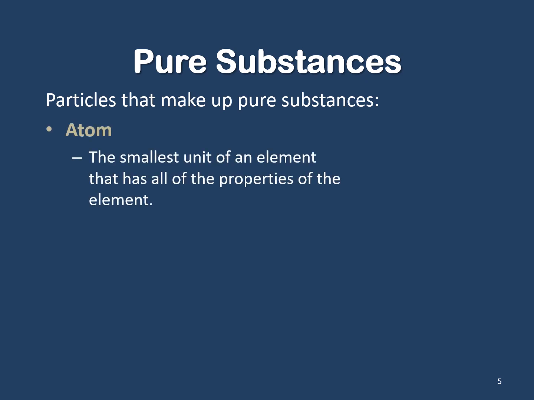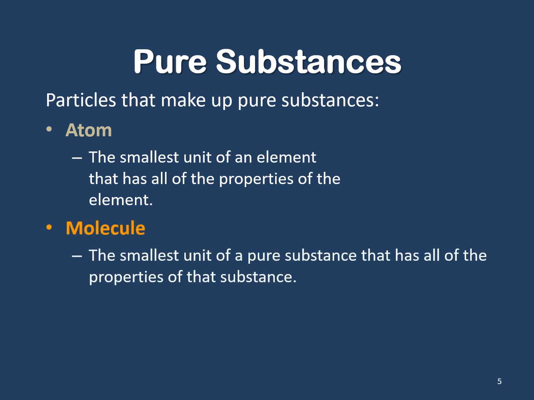Particles that make up pure substances are the atom. So if we have an element by itself, it's made up of atoms, and that's the smallest unit of an element that has all the same properties of that element. Or if it's a compound or an element, it could be either. Another type of particle is a molecule. This is the smallest unit of a pure substance that has all the properties of that substance. For instance, water is made up of molecules of H2O.